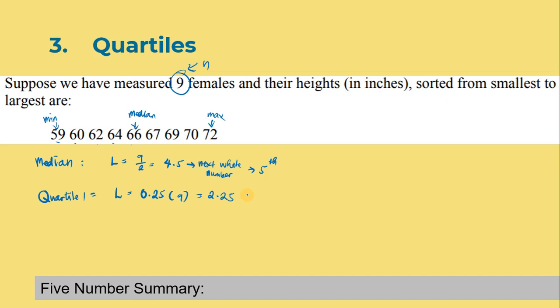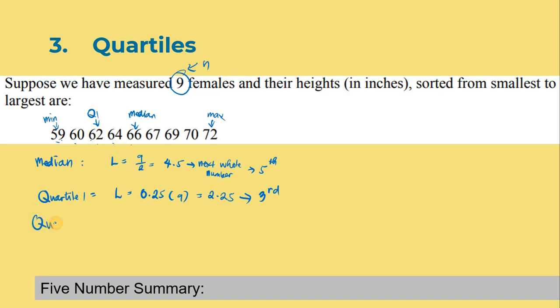Locator, 8 females? 8? Ang example, sayop na ko. So, referring to example number 17. So, 9 kabuok. So, 2.25, unya, it is a decimal. We round up to the next whole number. The next whole number is 3. So, location niya kay third. So, 1, 2, 3. So, mauna ni si quartile 1.